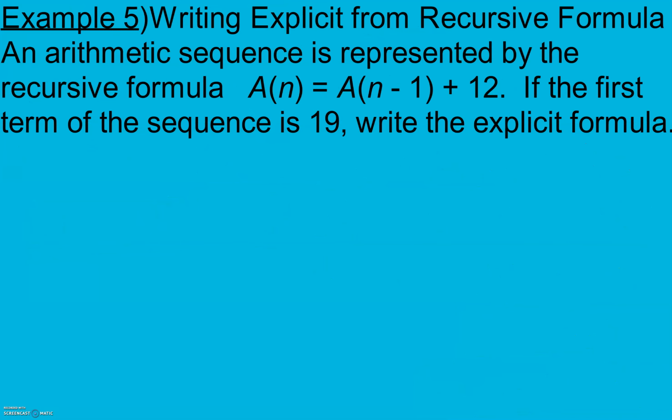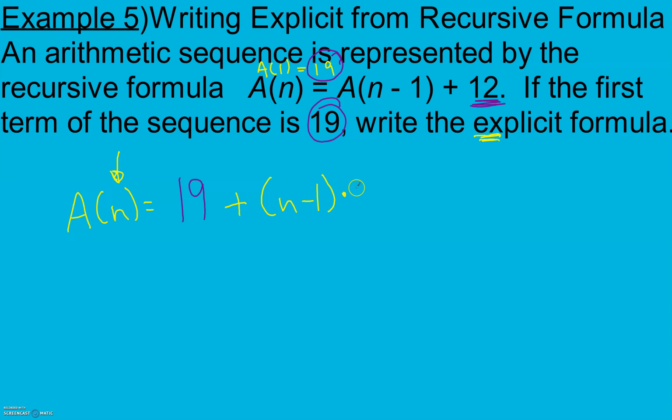Here, we start off with a sequence represented by a recursive formula. And the first term is 19. So what that's telling us is a of 1 equals 19. We want to write the explicit formula. With an explicit formula, remember, it's exactly one equation to find the exact value we want. So the value of any term is going to be our first term plus n minus 1 times our common difference. If we look here, it tells us our first term is 19. And this 12 here, we know in a recursive formula, is what we add every time. That's our common difference, and that's what we multiply by the end here. So that's my explicit formula.